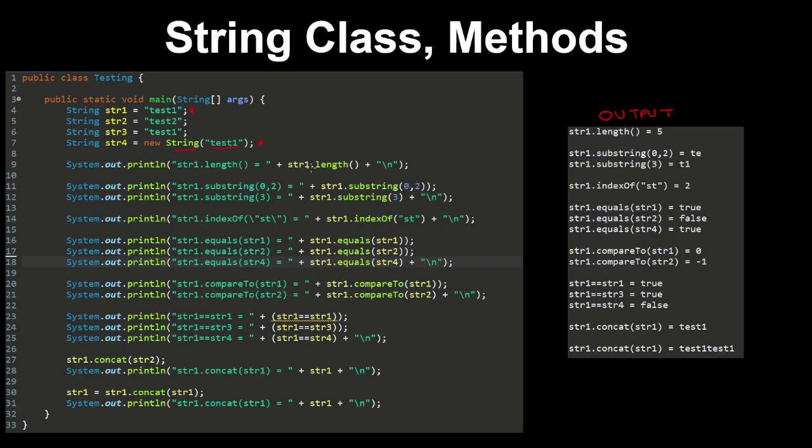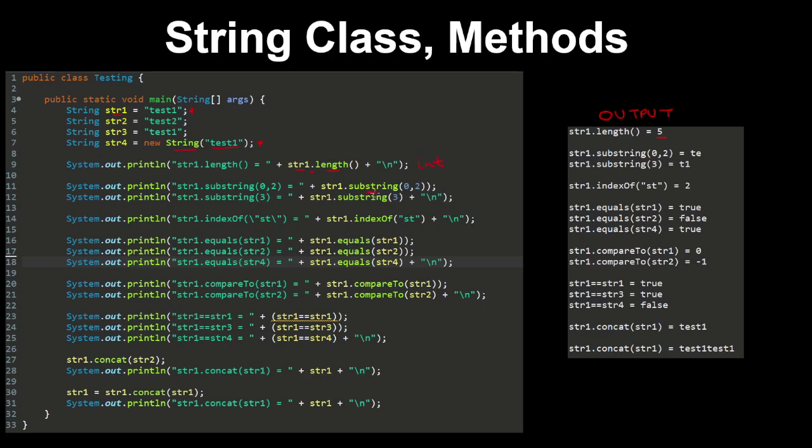And the methods of the string class are called using the dot operator. So we have the string object dot and the method. So the length method returns the number of characters in the string object. So here our str1 object has 5 characters. So the length method returns 5. So the length method effectively returns an integer.